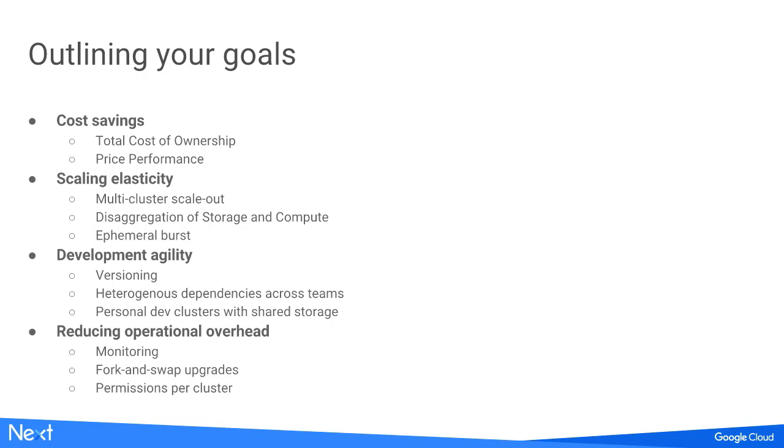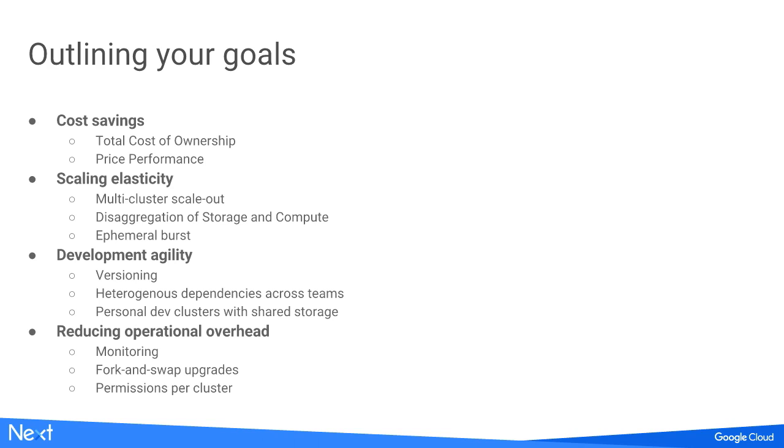Now, as one of the first steps towards your POC and subsequent migration, you'll want to make sure that you outline your high-level goals, the driving forces of what you're trying to get out of your migration to GCP. And typically, these are going to be high-level goals that can be achieved in any number of ways. So for example, if you're thinking about cost savings, you want to make sure you're thinking about price performance and total cost of ownership, instead of getting stuck on comparing CPU for CPU or byte for byte storage.